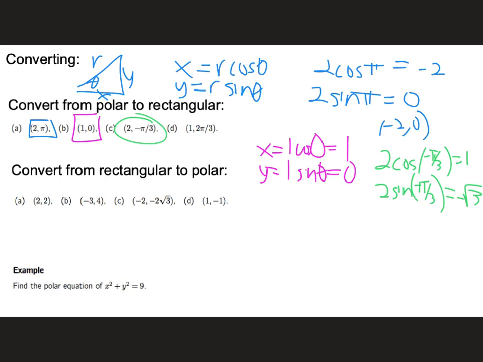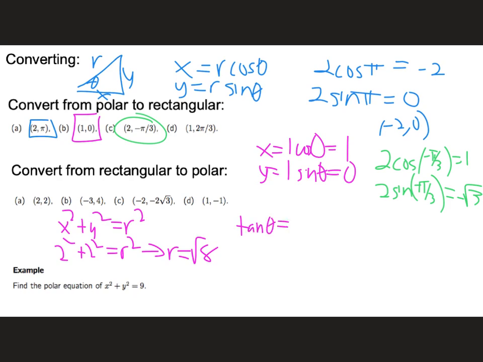Same idea to go from rectangular to polar. Well, we figured out that x squared plus y squared is r squared, right? So that's 2 squared plus 2 squared is r squared, which means r is, that's 4 and 4, so square root of 8. And then you could say the tangent of theta is, let's see, y over x. So that means the tangent of theta is going to be 2 over 2, which is 1. You do the arctangent of that, that's going to be pi over 4.